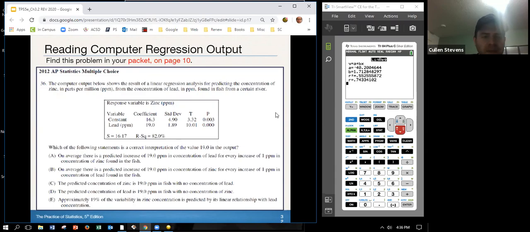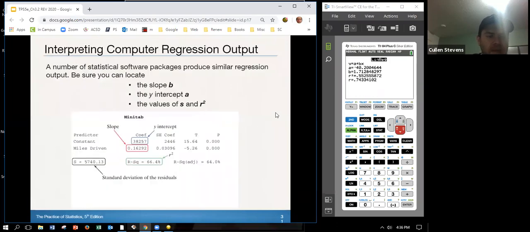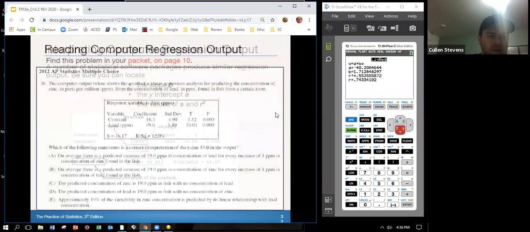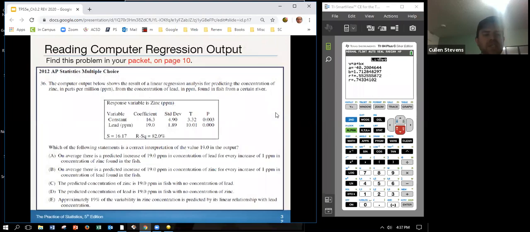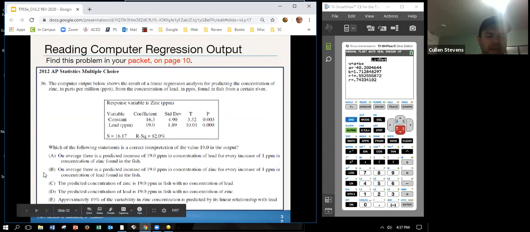All right, let's sneak back. What was 19? All right, 19. That looks like it's going to be our slope. Remember that slope is change in y over change in x, predicting zinc per x. So our zinc is going to be our y because that's what is predicted. On average, there is a predicted increase of 19 parts per million of zinc for every 1 concentration of lead. So that's what we're looking for here. We're looking for B to be the answer.